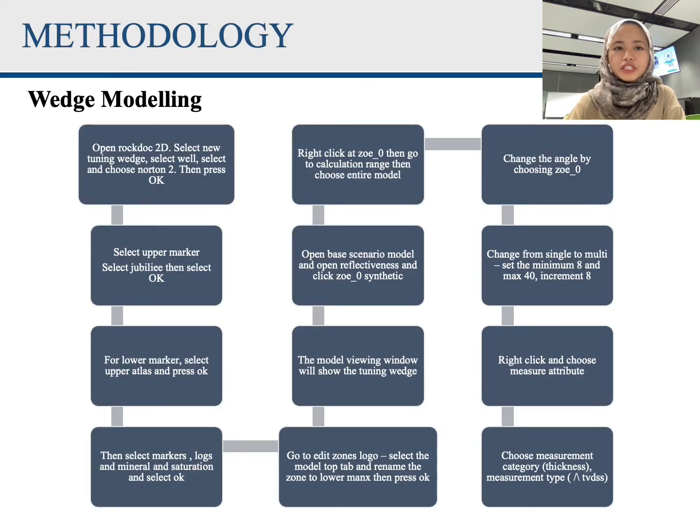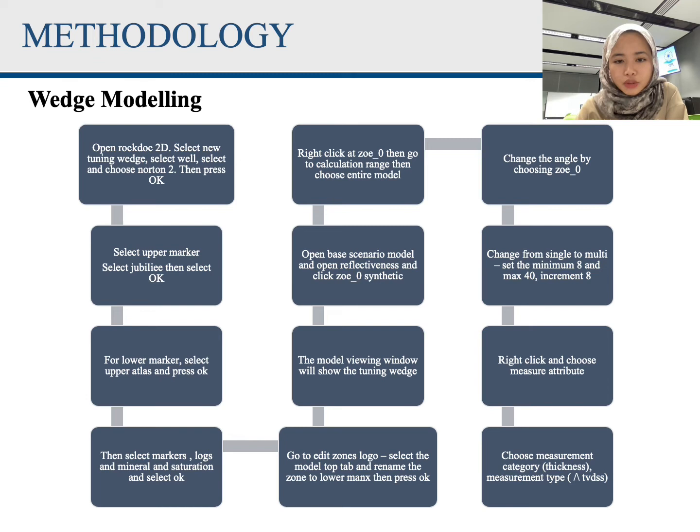Next, moving on to the wedge modeling. So firstly, for the methodology, we open the rock.2D and then select new tuning wedge and select well, and then choose Norton 2, and then we press OK. And then after that, select the upper marker. We select Jubilee and then OK. And then for lower marker, select upper atlas and press OK. And then select markers, logs and minerals and saturation, and select OK as well.